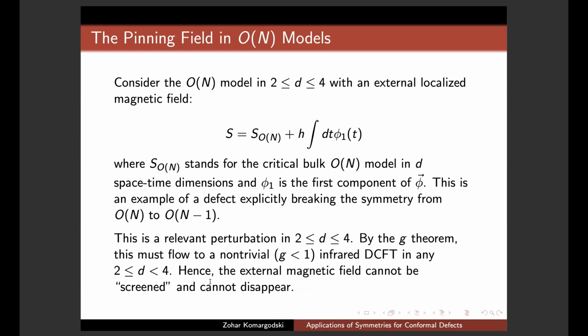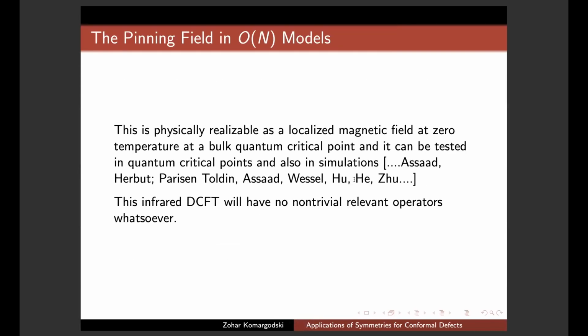And that means that this external magnetic field cannot be screened, and it has to furnish a conformal impurity at long distances. And it's a very interesting conformal impurity, which is very easy to measure, because you tune to the Curie temperature, and if there is some remaining magnetic field in some part of the sample, it will flow to this defect. And you see that we can use this G theorem to claim that it cannot be screened at long distances. So there are many simulations and experiments concerning this situation. So these are some recent references.